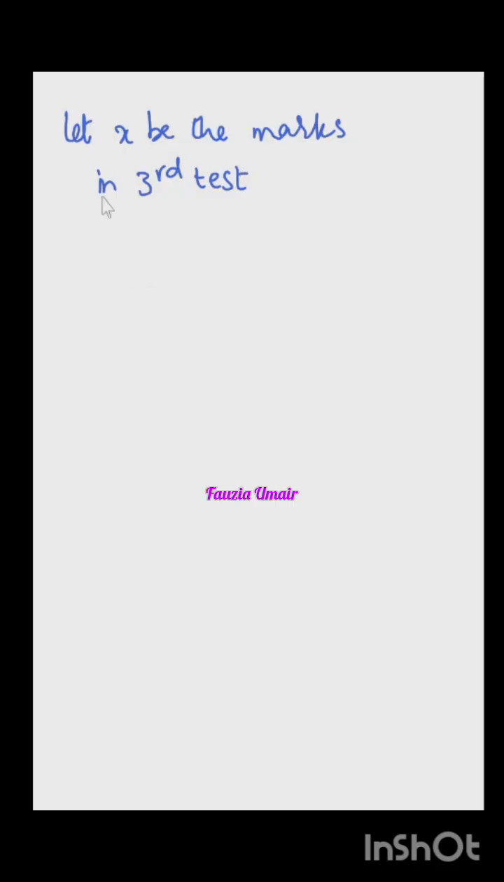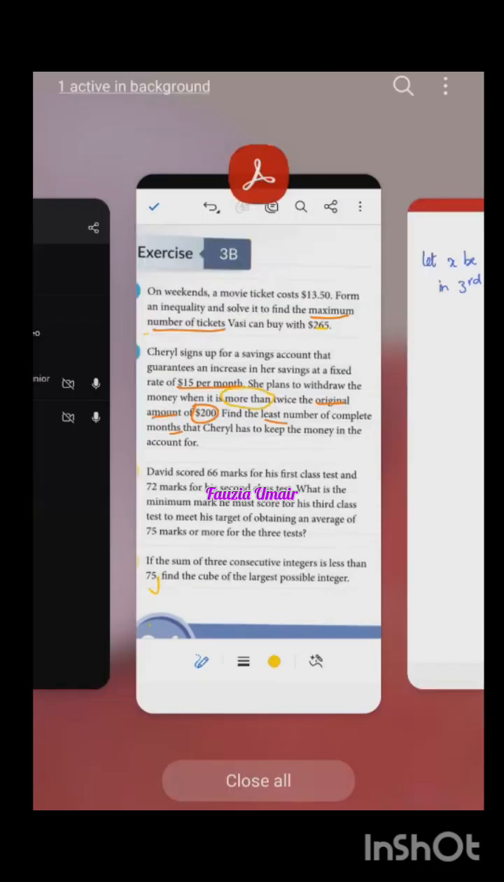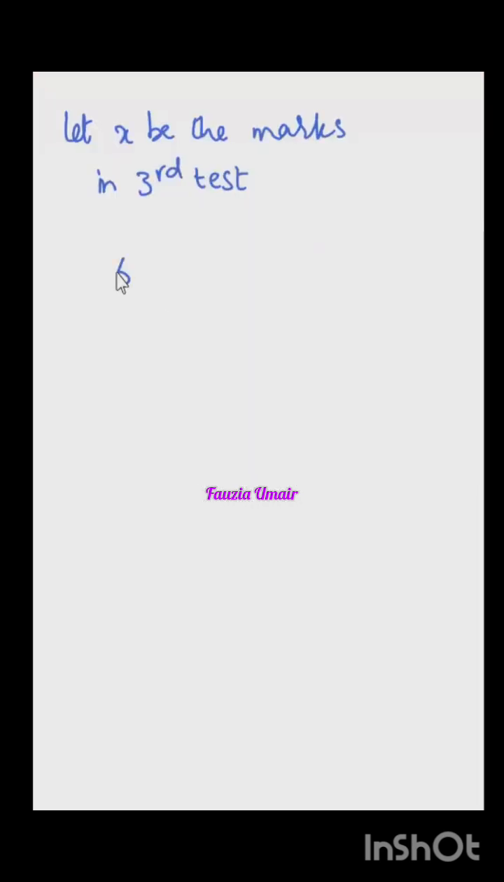So how many marks is he getting in the first? In first he got 66 and in second he got 72. 66 plus 72 plus x divided by 3. That's how we find average. Is that making sense now? We are adding the marks of all the three tests and we are dividing it by 3. Is that like a sensible thing?